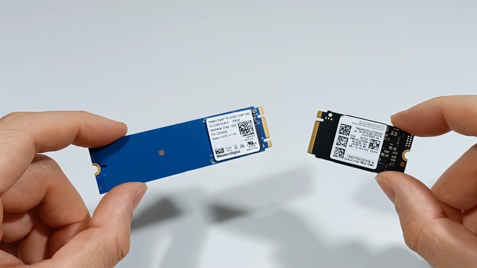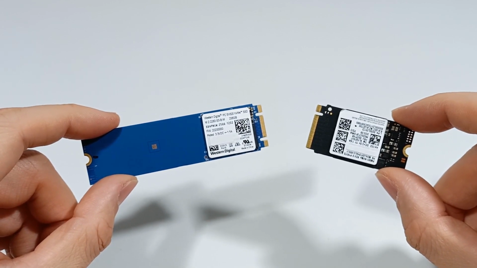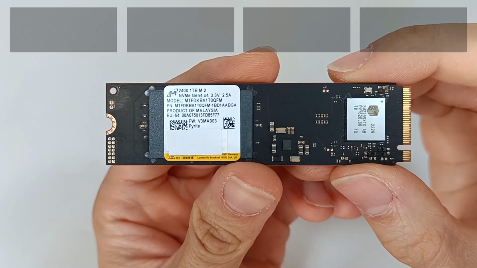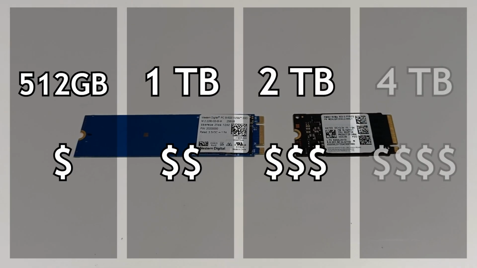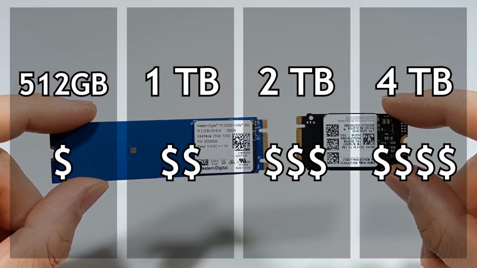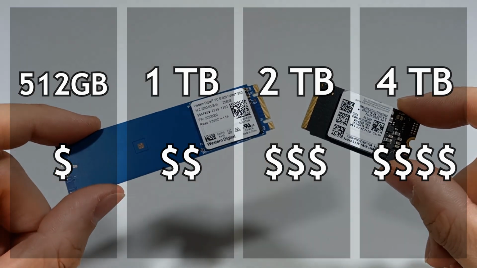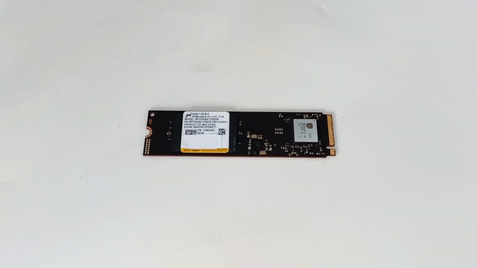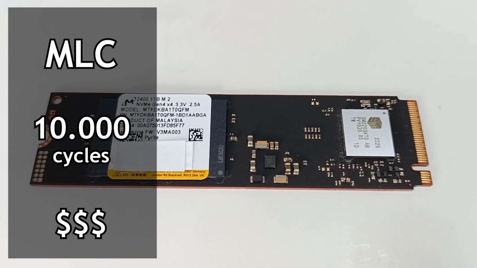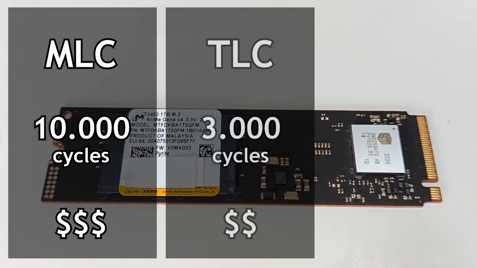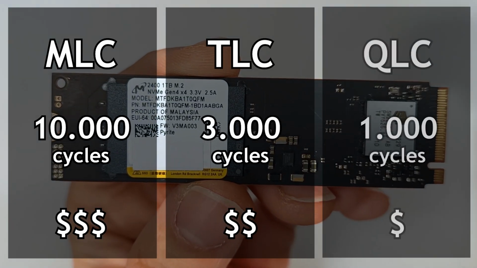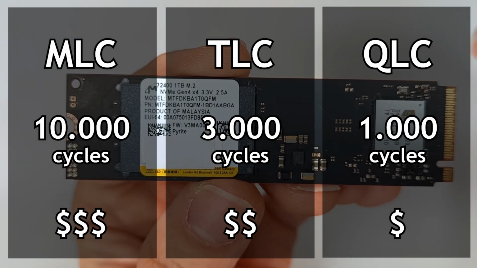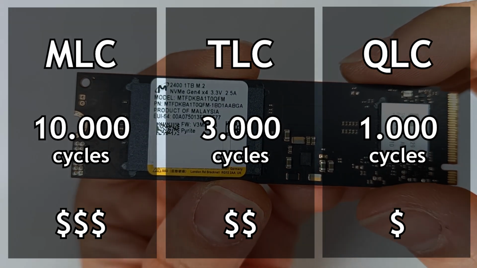Another characteristic is the storage capacity, because normally an SSD can have capacity between 500 gigabytes and 4 terabytes. You must choose the SSD with the capacity you need, but the more capacity it has, the more expensive is the SSD. The type of memory is also important. An SSD can have flash memory of the type MLC, TLC, or QLC. In summary, QLC memory is cheaper, but will wear out more quickly, while MLC memory is more expensive, but it's more durable.